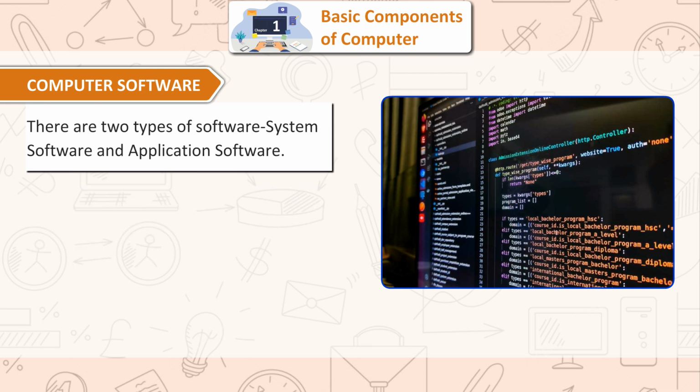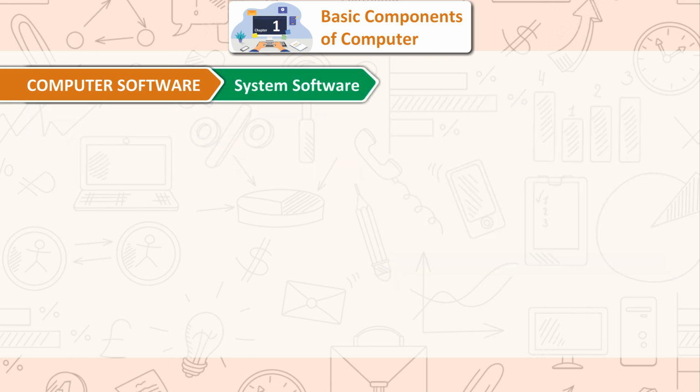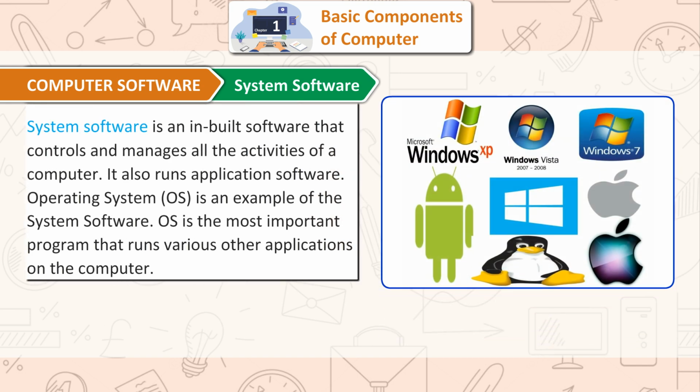There are two types of software: system software and application software. System software. System software is an inbuilt software that controls and manages all the activities of a computer. It also runs application software. Operating system, OS, is an example of the system software.